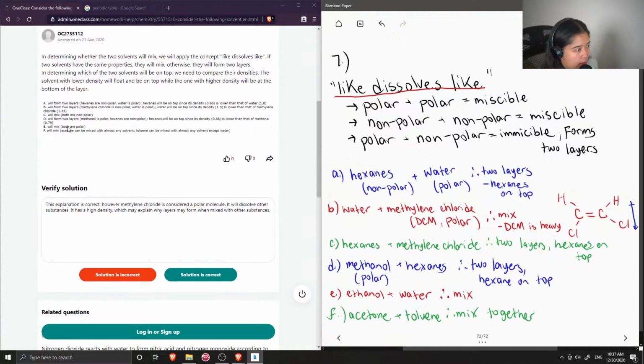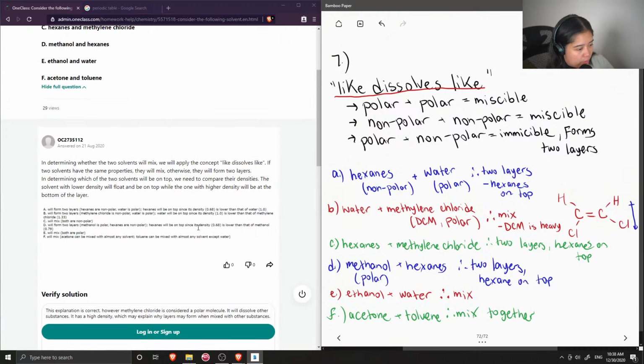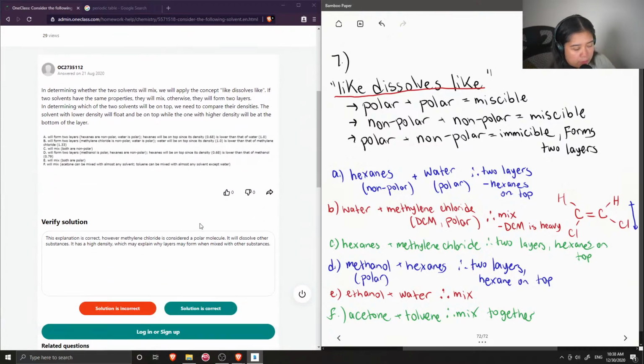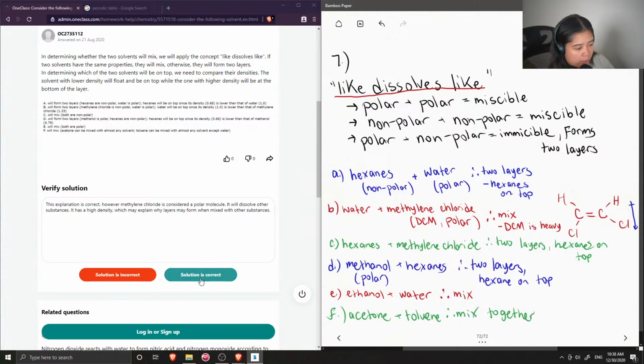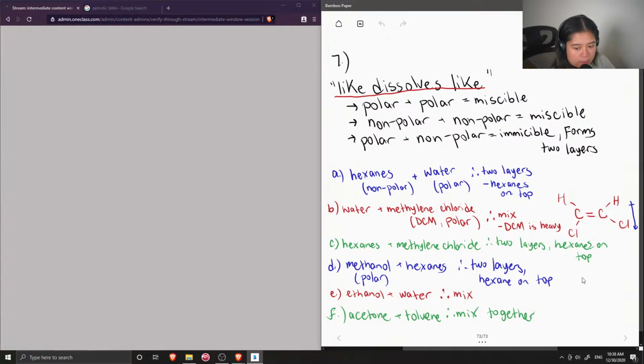Okay, so D will form 2 layers. Methanol is polar, hexanes are nonpolar. E, it will mix. F, it will mix. Acetone can be mixed with almost any solvent, and toluene can be mixed with almost any solvent except water. Yeah, so it's a pretty tricky question sometimes when you work with methylene chloride, but the explanation is correct. So I'll still say that the solution is correct.